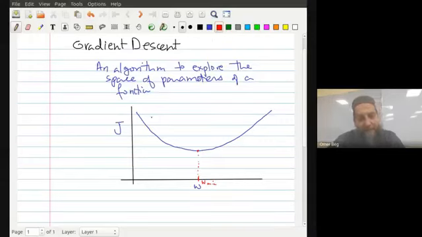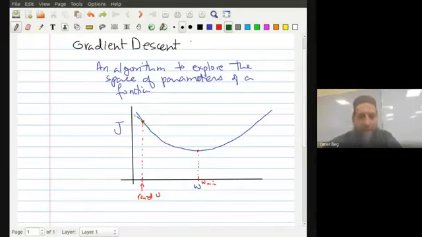So how do we do this? We randomly select some w. Let's say we give it some random value, and it turns out, when we compute the loss function at that value, this is where it falls. So what we are going to do is to calculate the gradient of j at this point.